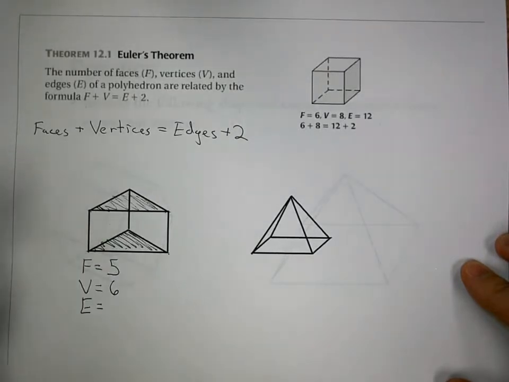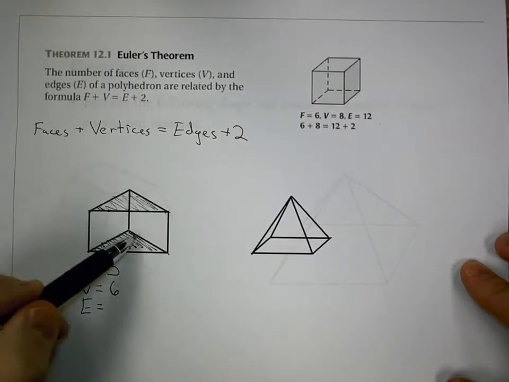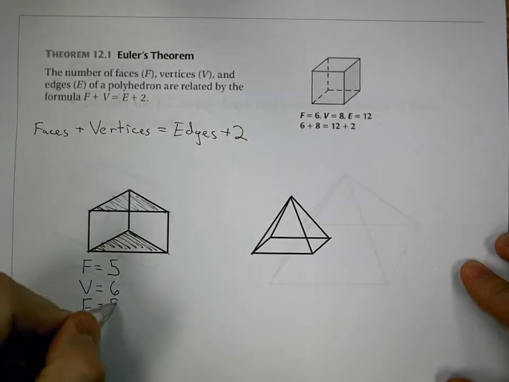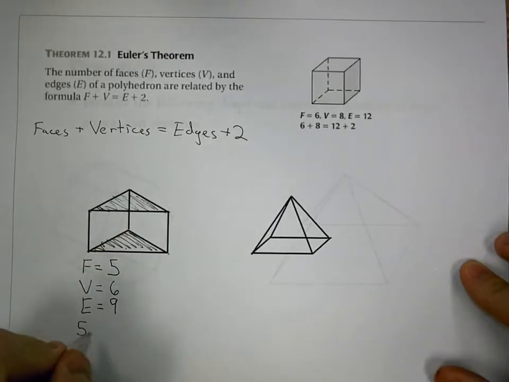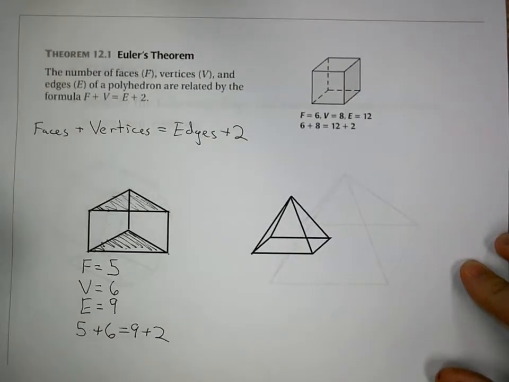Edges is the number of lines. If I look at the top triangle, I have 3 lines there. Bottom triangle, I have 3 lines, and I have 3 lines connecting them. That gives me 9. 5 plus 6 equals 9 plus 2. It's like 11 equals 11, so we know we're good.